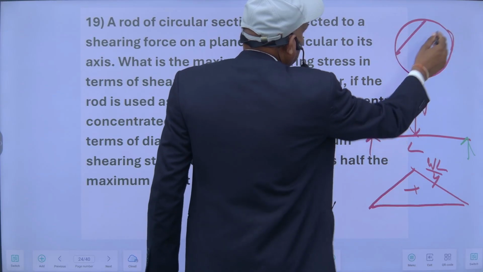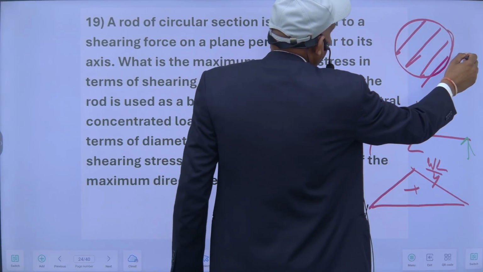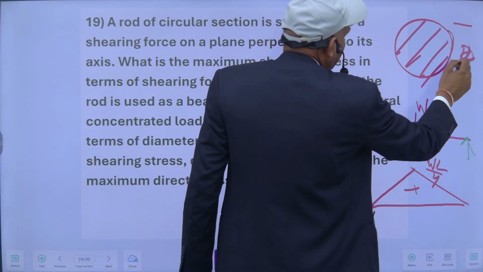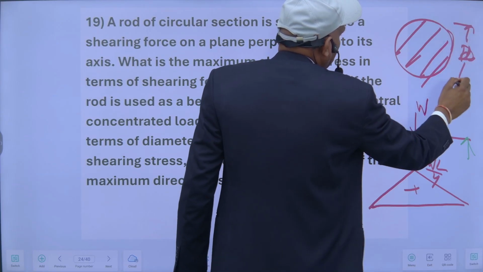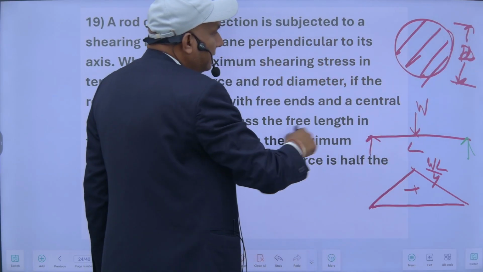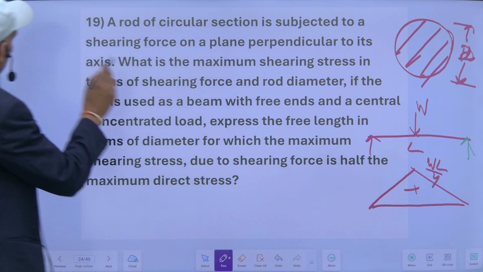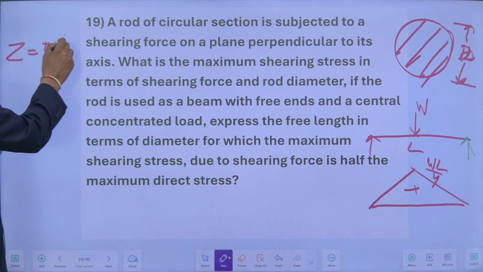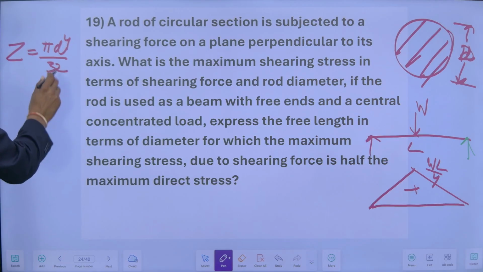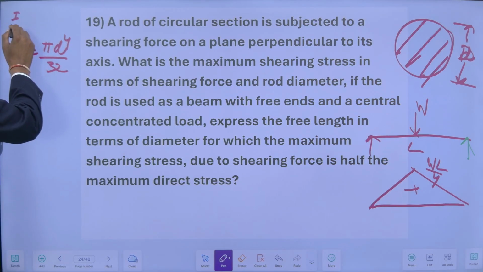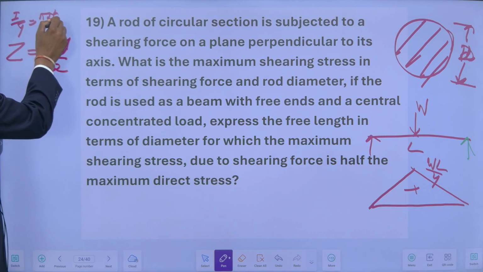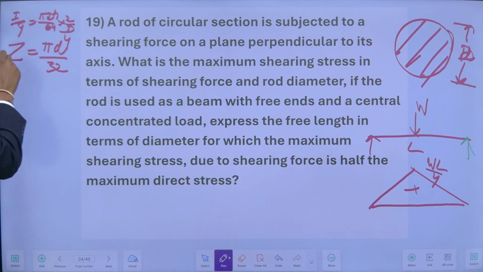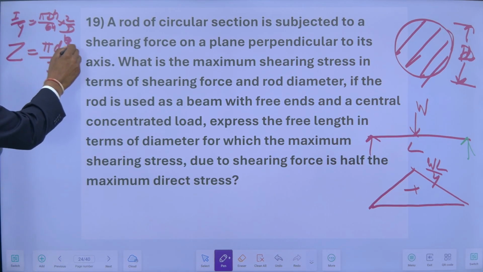This is the diameter. Suppose the diameter is capital D, then its section modulus, the section modulus of the circular section, will be I upon y. So I is pi d to the fourth upon 64 divided by d by 2. So it will be pi d cube upon 32.